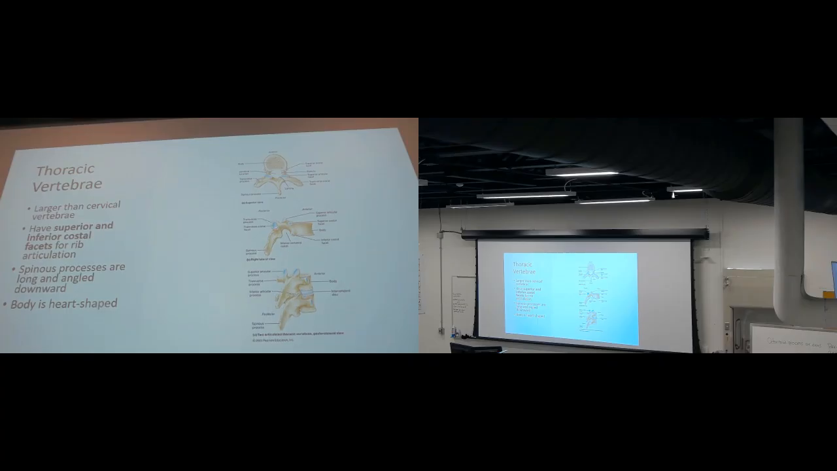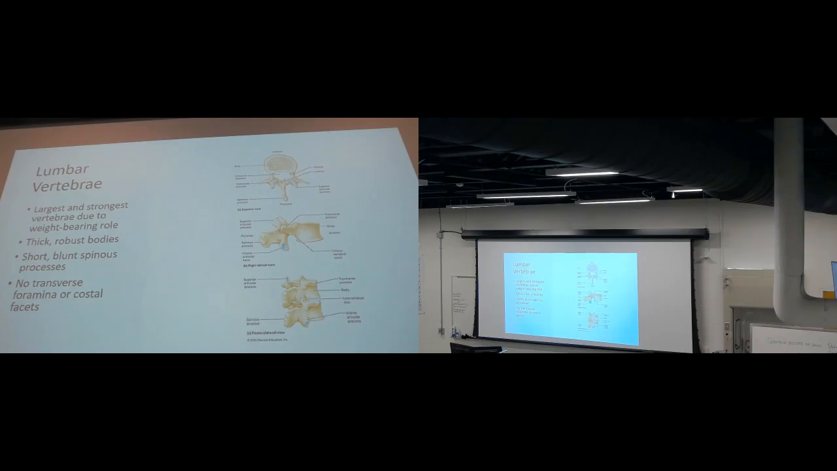And then again, the spinous processes of these thoracic vertebrae are long, and they end in a pointed area, and they are at an angle going downwards. The lumbar vertebrae has the largest body, most massive body, very thick. It has deep inferior vertebral notches.